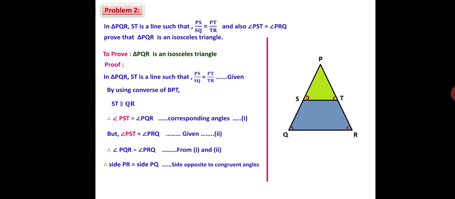Therefore, side PR is equal to side PQ, that is the side opposite to the congruent angle, or you could say that isosceles triangle property. So you are getting the result as these two sides are of equal length, PQ and PR. So triangle PQR is an isosceles triangle. Very easy. Now let us see problem number 3.